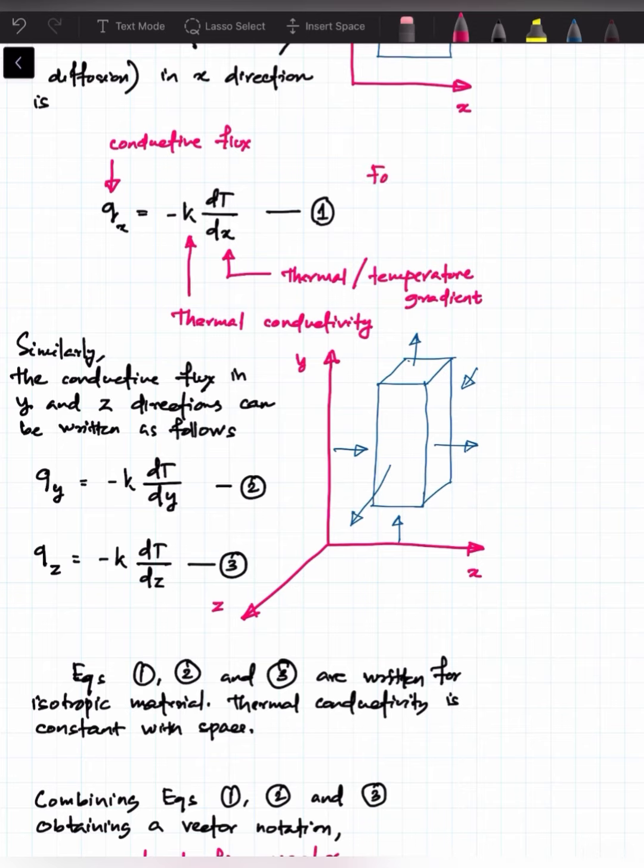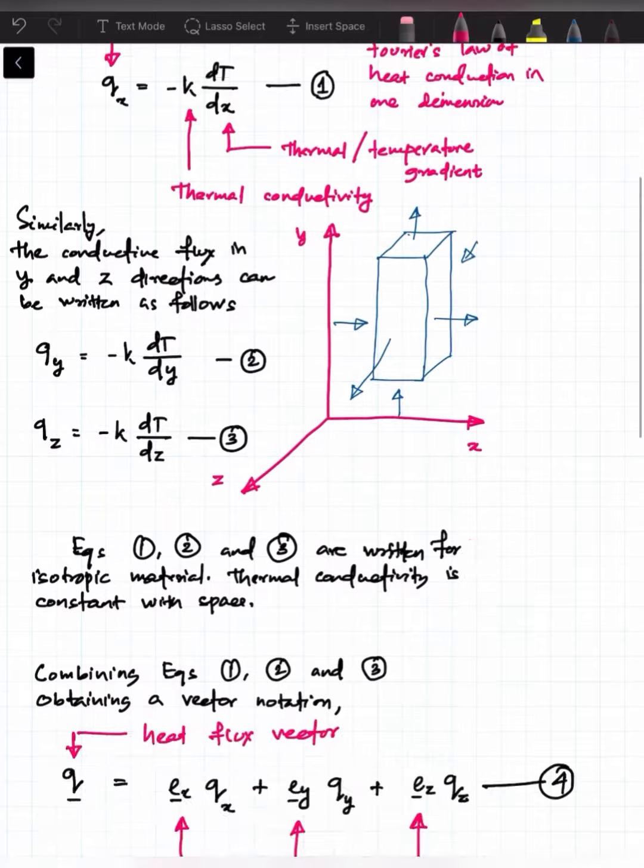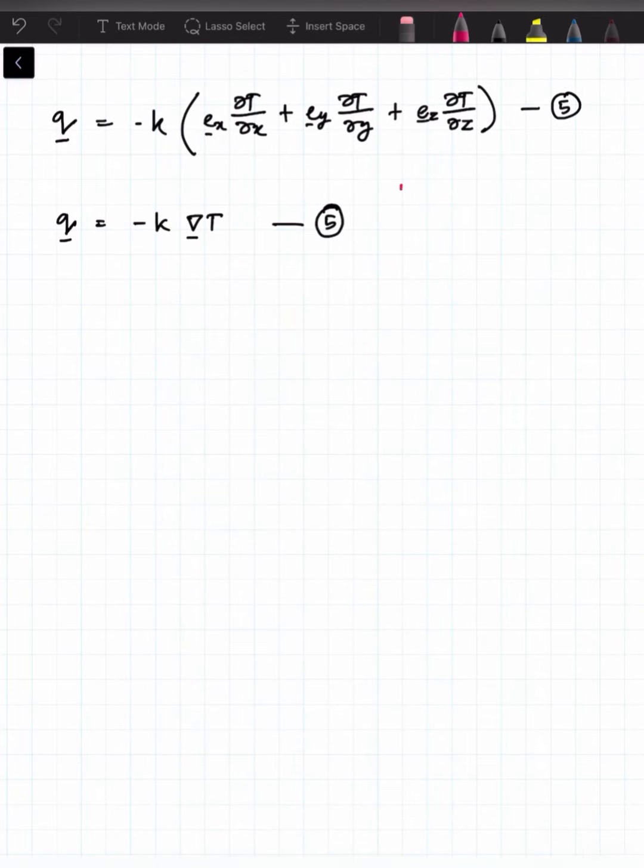Look at equation number 1 here. As you know, it is Fourier's law of heat conduction in one dimension. This is a very basic equation. Whenever you have heat transfer, you do study that. And equation number 5 here is Fourier's law of heat conduction in 3 dimensions.